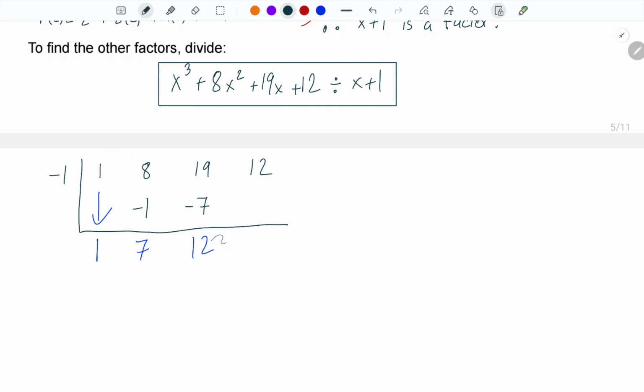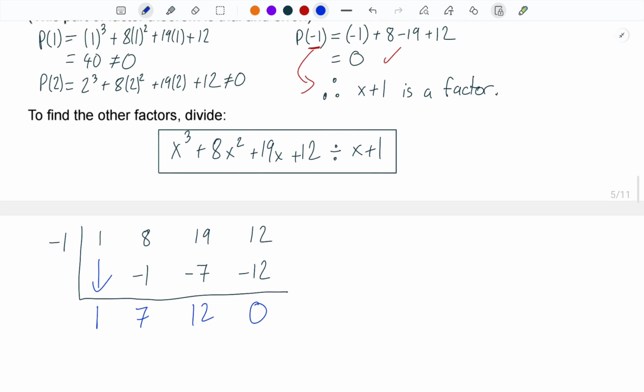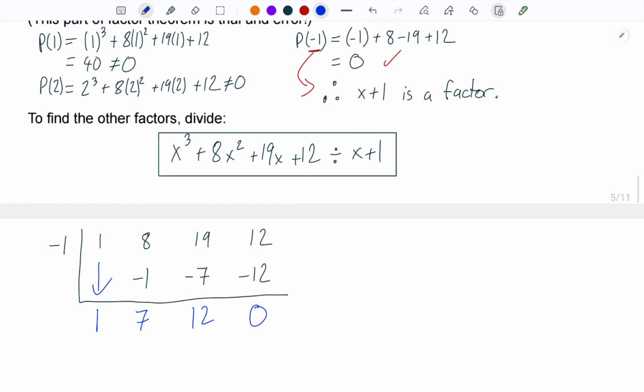And then negative 1 times 12 is negative 12. 12 minus 12 is 0. Okay, and this is going to be the important part, and it's a good way just to check your work. We just found out that x plus 1 is a factor. We just showed that p of negative 1 is 0. That means we just found our remainder.